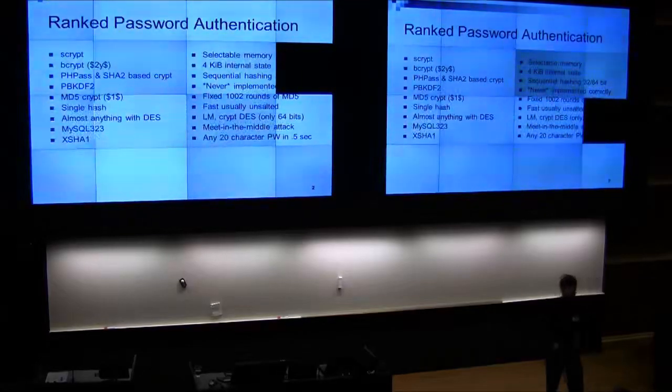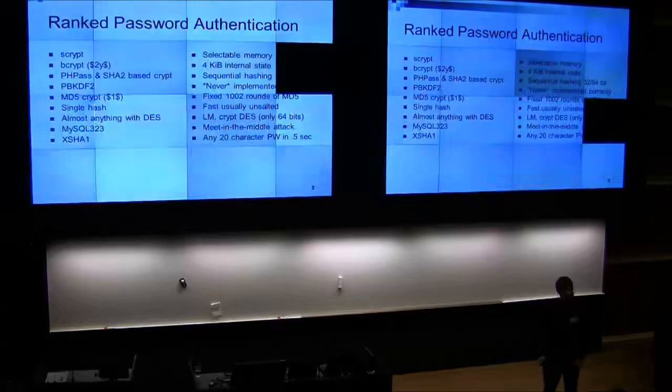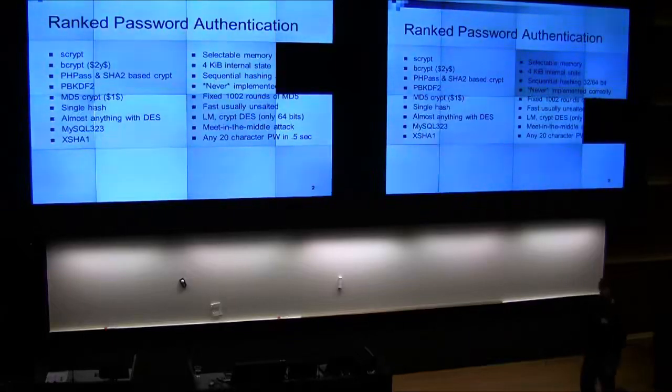MD5 crypt is a static 1,002 rounds of MD5. That's bad. Single hash is usually unsalted. There's double MD5 or triple MD5. Those are all in this. They're extremely fast, so that's bad.